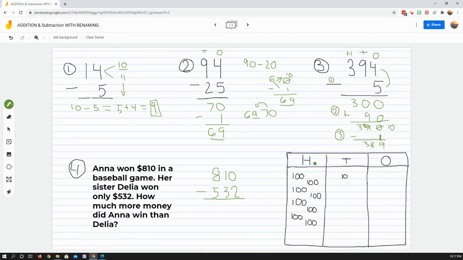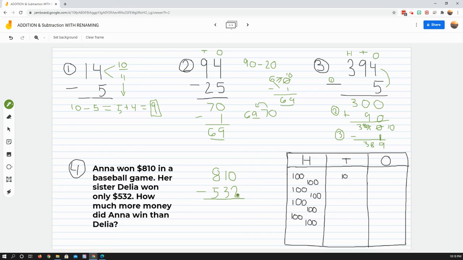Look here at the chart. In the chart, I have my 800s: 1, 2, 3, 4, 5, 6, 7, 8. And then my tens, I only have 1 in the tens place and I have 0 in my ones. So right here, I have 810. So here's how I'm going to subtract the numbers. In this case, I think I'm going to start in my ones first.